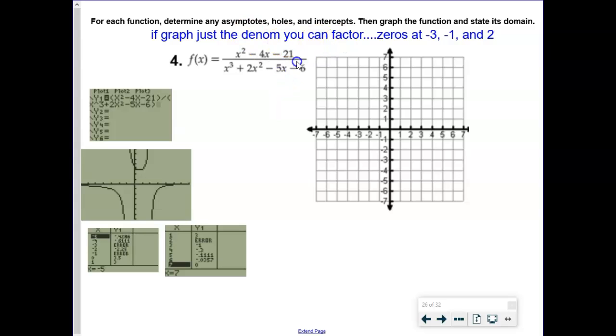Oh, that's a nice little hint. It says, if you just graph the denominator only, she claims that you can just find the zeros at -3, 1, and 2. So that's nice. You could factor by grouping as well. No, you can't.